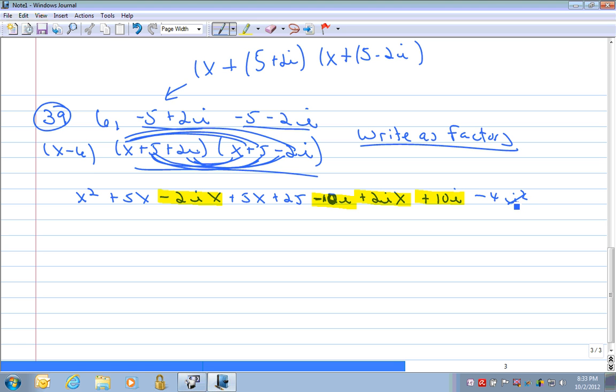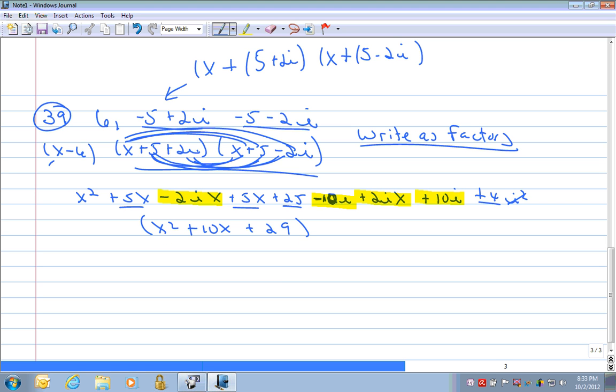So negative 4i squared. i squared would be a negative 1, changing this 4 to a positive. And so we're left with the terms to combine. So we have an x squared. We have 5x and 5x, which is 10x. We have a 25 and a positive 4, which is going to be a positive 29.